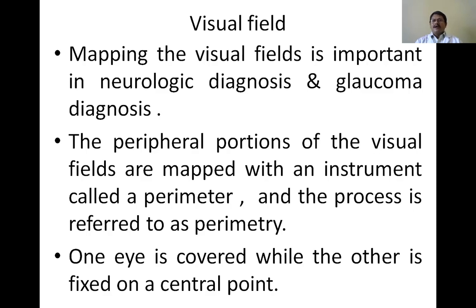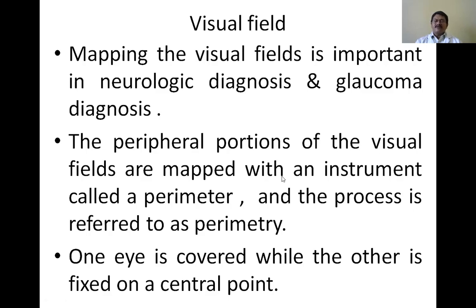Another condition, night blindness, is produced because of degeneration of the retinal pigment epithelium, and because of that it also affects the retinal layers and nerve fiber layers. That is another condition where you do visual field mapping, to see any progression of the disease, or whether the condition is stable.